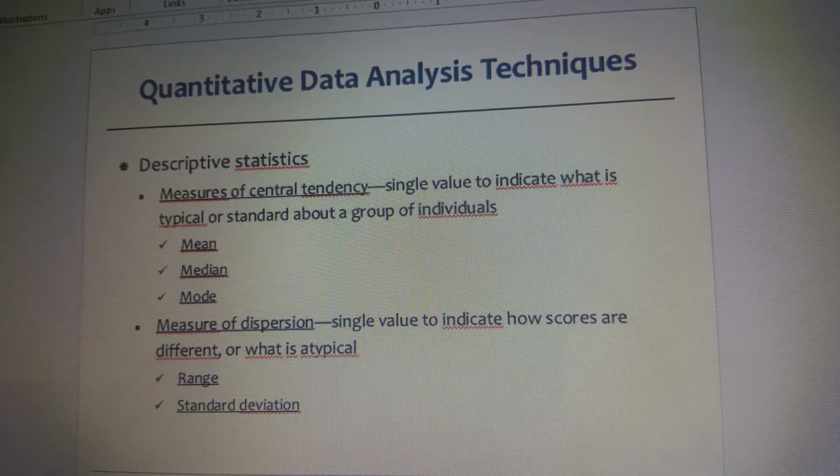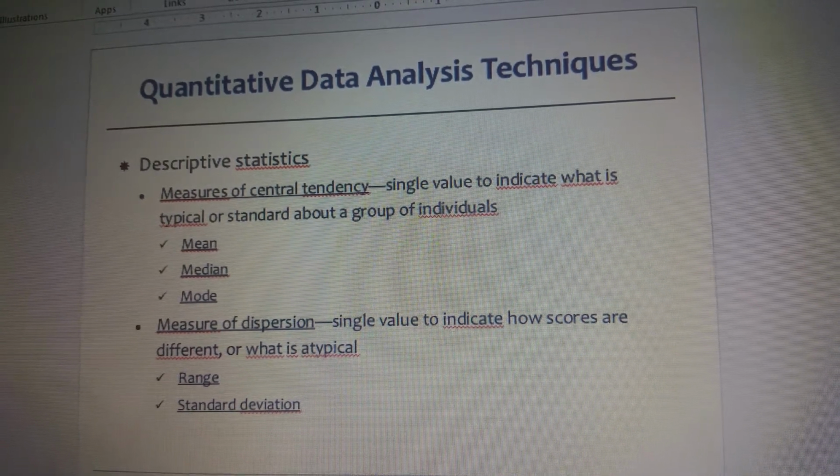Or we can use the standard deviation, which is الانحراف المعياري, the average distance of the scores from the mean. How far the scores differ from the mean, or around the mean. This will give us an idea.